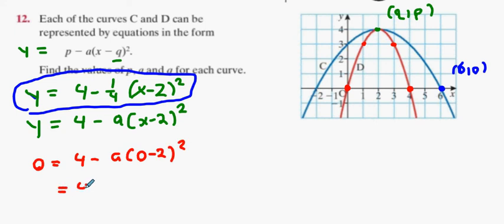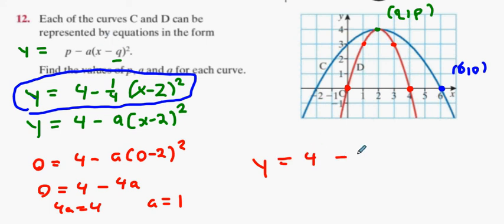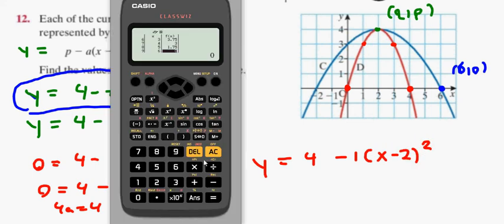What's minus 2 squared? 4. 4a equals 4. a equals 1. The equation of the red line, therefore, is 4 minus your a value, which is minus 1, times x minus 2 squared. You can check your answer by just putting it into the table function of the calculator.